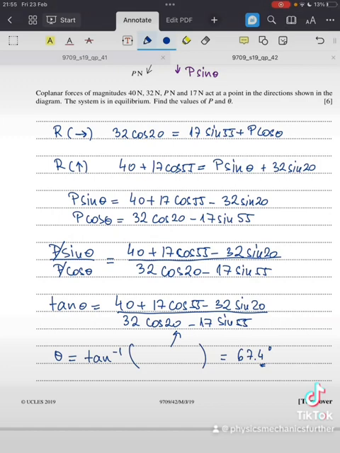Now once you have the angle, it is easy: you go into one of the relations. Let's go on the second one. So P is gonna be 32 cos 20 minus 17 sin 55 over cos 67.4, and your answer should be 42.0 newtons. And this question is going to give you 6 marks in the exam.